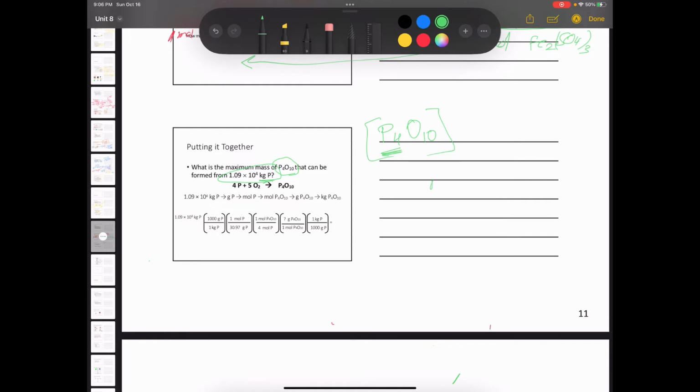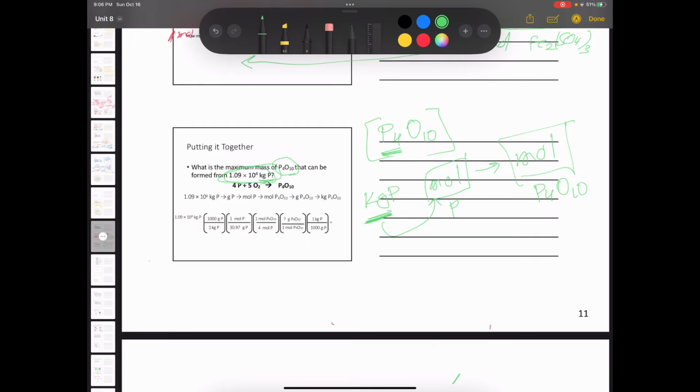But because we're talking about moles, and we are starting with kilograms of phosphorus, we can convert mole to mole. But in order to make this number applicable to our mole to mole conversion, we need to convert the kg of phosphorus into moles of phosphorus. Okay?